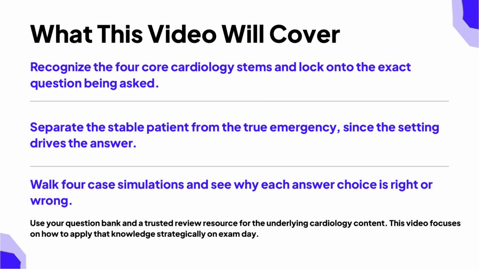Here is what we are going to cover. First, you will learn to recognize the 4 cardiology stems that show up again and again, and to lock onto the exact question being asked before you touch the answer choices. Second, we will train the single most important cardiology reflex on this exam, which is separating the stable patient from the true emergency, because where the patient is and how sick they are drives the correct answer. Third, we will walk 4 full case simulations together: chest pain, heart failure, dangerously high blood pressure, and an irregular heart rhythm, and explain exactly why each answer choice is right or wrong.